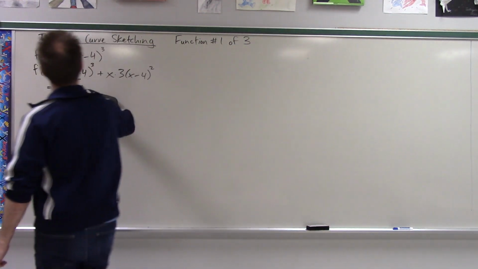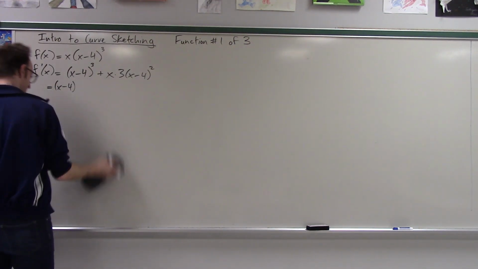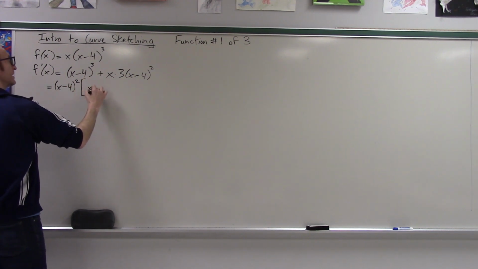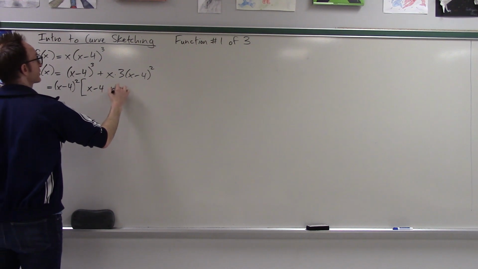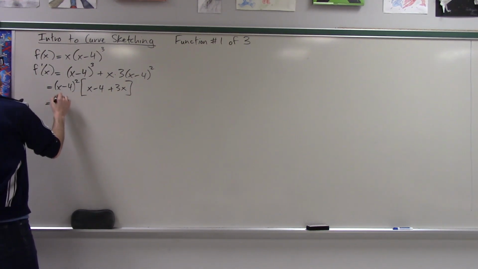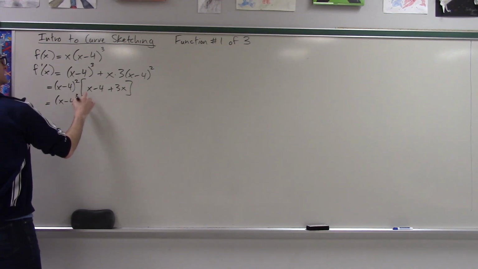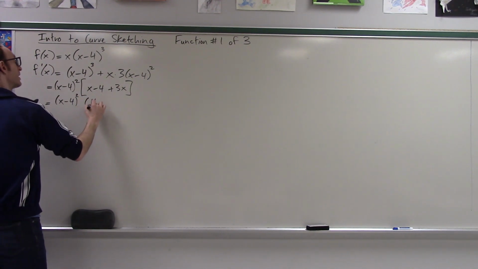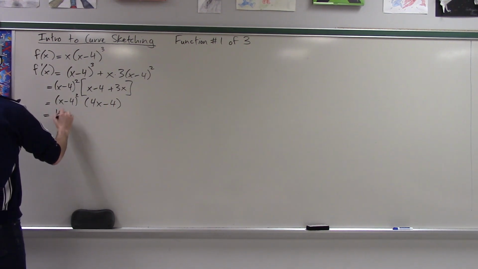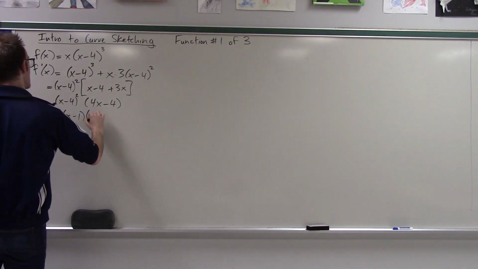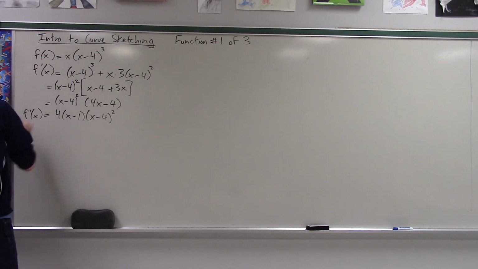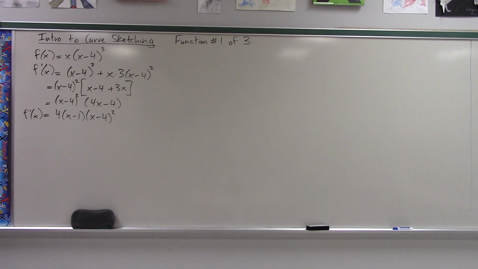Okay, and now I want to factor this, so I will take out an (x minus 4) squared. Both of these terms have an (x minus 4) squared in there, and when I do so, I'm left with x minus 4 plus 3x. Okay, so this factors quite nicely. I end up with (x minus 4) squared times (4x minus 4), and therefore this is 4(x minus 1)(x minus 4) squared. That is the formula for the derivative.